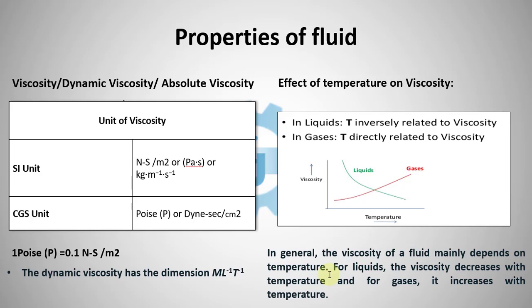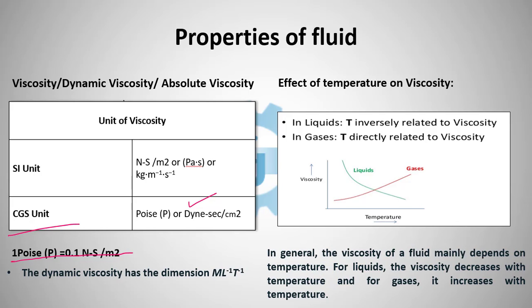Now we will know what is the unit of viscosity. The SI unit of viscosity is Newton second per meter square, or we can say Pascal second, or kg per meter per second. In case of CGS unit, we can write poise or dyne second per centimeter square. This is very important. What is the relationship between poise and Newton second per meter square? 1 poise equals 0.1 Newton second per meter square.